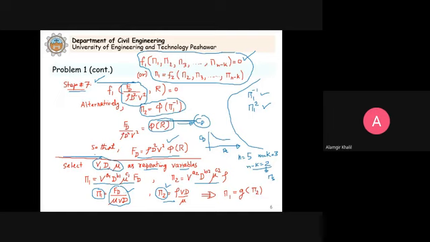For example, somebody solves in this way and gets these as the pi groups. This is pi1 and pi2. Still, the solution is correct. Somebody takes these as repeating variables and gets this pi1 and pi2. Still, the solution is correct.